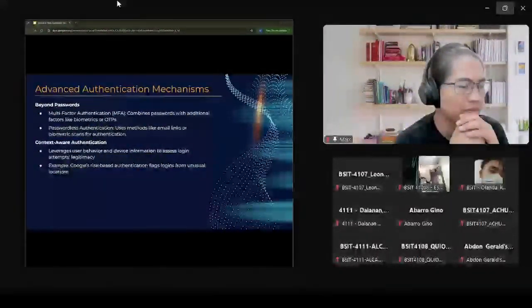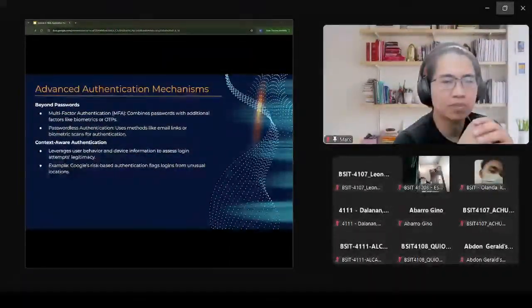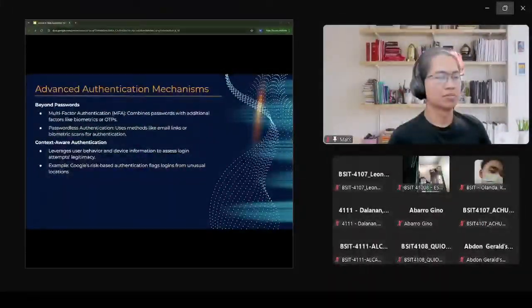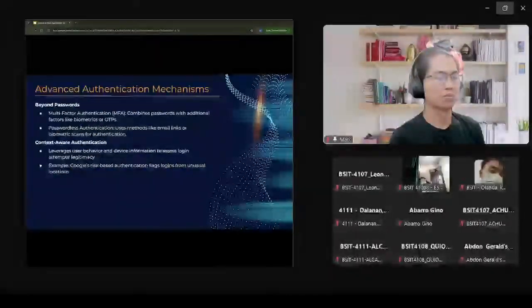Why is this effective? Without a password to steal, attackers face significant hurdles. An example of which would be Microsoft now offers passwordless login options using Windows Hello or security keys.